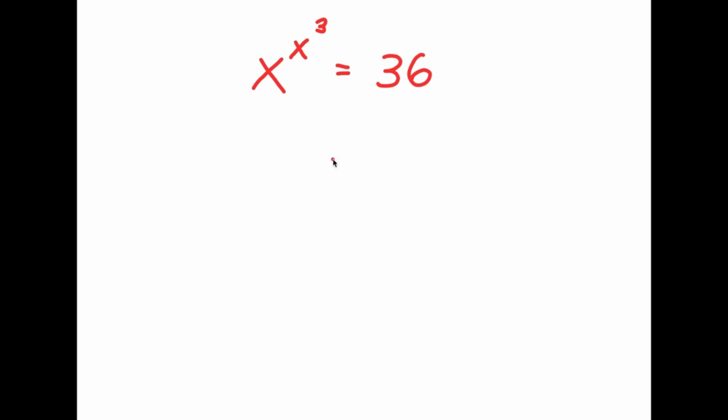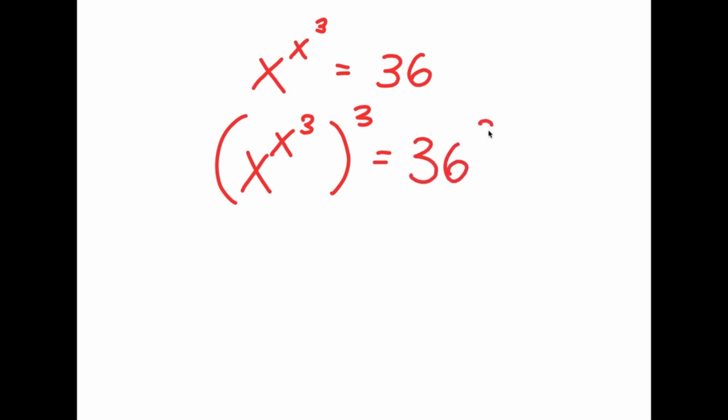Alright, so in this problem, I have x to the power of x to the power of 3 is equal to 36. So to solve this problem, I'm going to first start by taking the power of 3 on both sides. So now I have x to the power of x to the power of 3 to the power of 3 is equal to 36 to the power of 3.